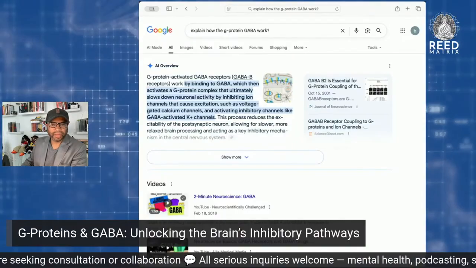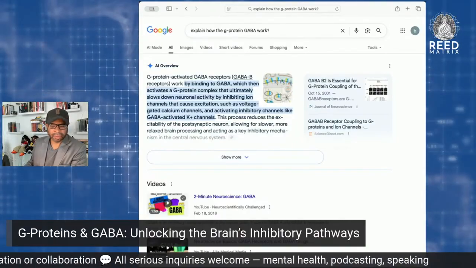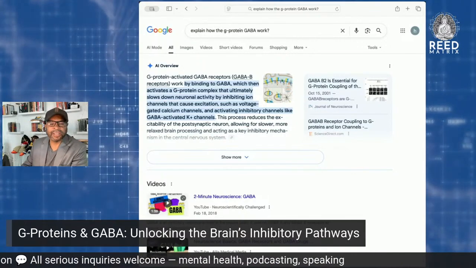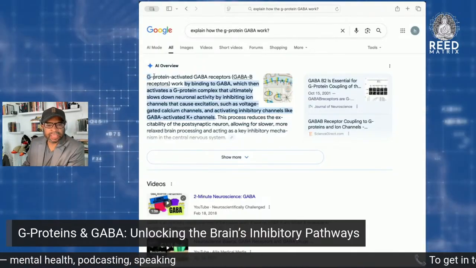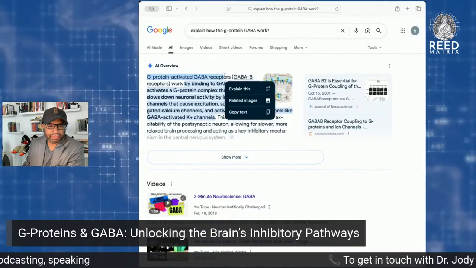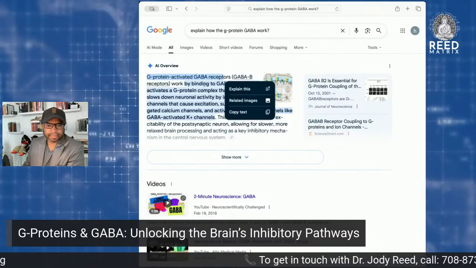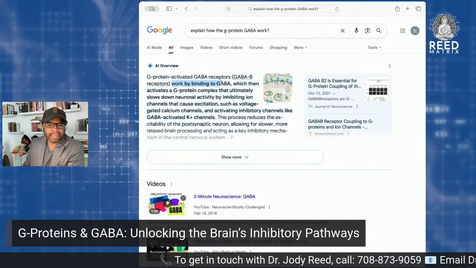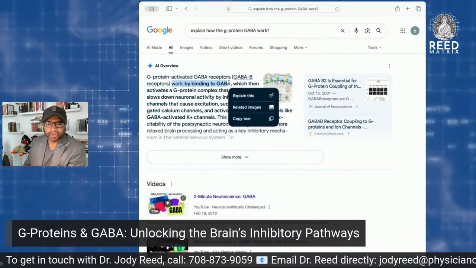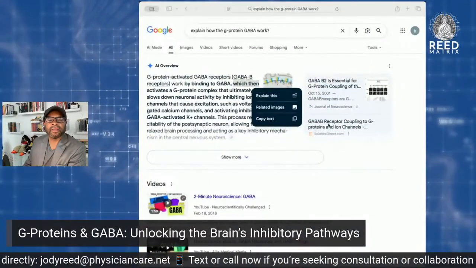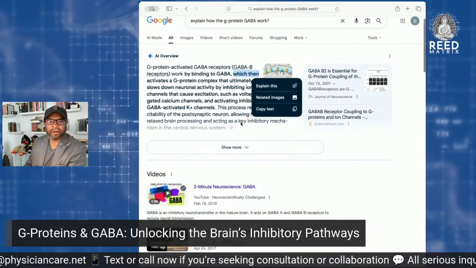So here, explain how the G protein GABA works. Okay, G protein activated GABA receptors. They work by binding to GABA, right? Which is a neurotransmitter, right? Which then activates a G protein. Let me try to keep this one louder because I think the writing may be larger here, so you can see the writing larger.